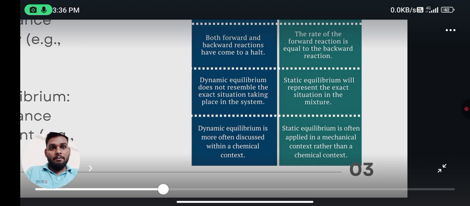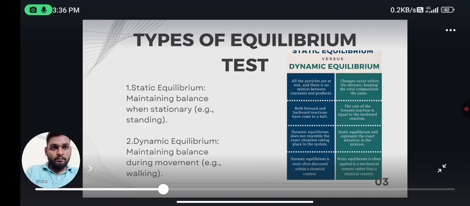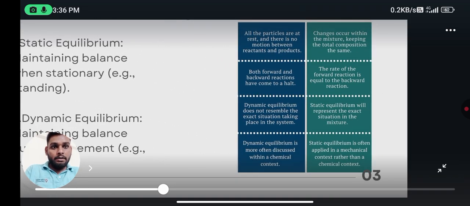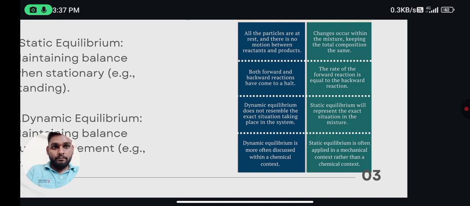The third is that the dynamic equilibrium does not resemble the exit situation taking place in the system. And the static equilibrium will represent the exit situation in the mixture. Fourth, the dynamic equilibrium is more often discussed within the chemical context. Fourth, the static equilibrium is often applied in the mechanical context.